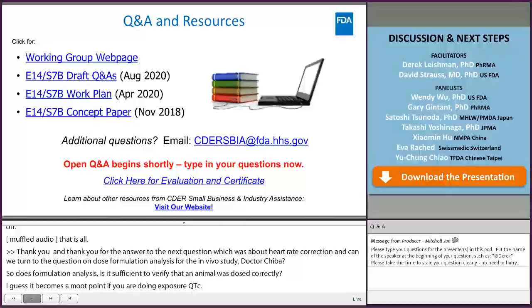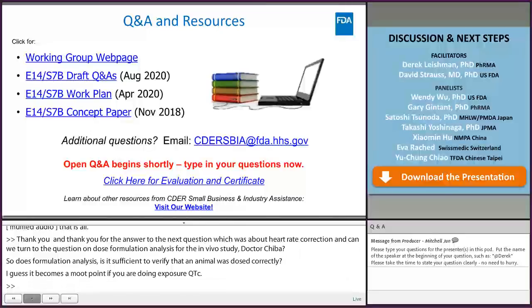Formulation analysis, of course, is very important analytical analysis. And for the precise concentration QT analysis, formulation analysis is mandatory for each time point. Yes.